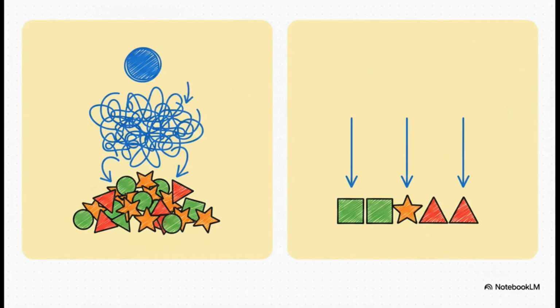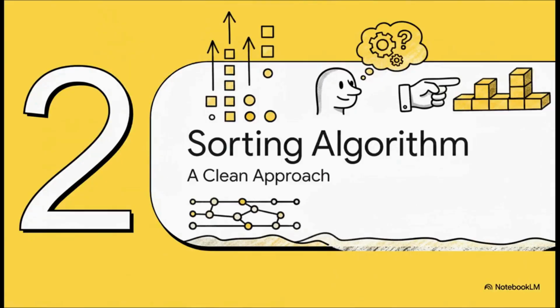Instead, we're going to use the sorting method. It's like organizing that laundry first. By sorting the array, we force identical numbers to sit right next to each other as adjacent neighbors. So instead of searching the whole pile, we just check the item right next door. A real game changer. Part 2. Designing a clean sorting algorithm.